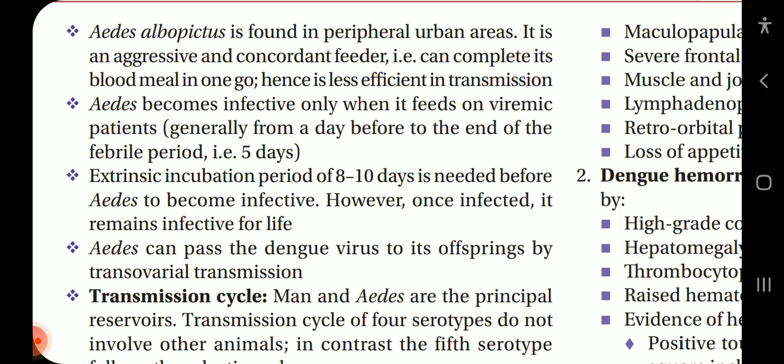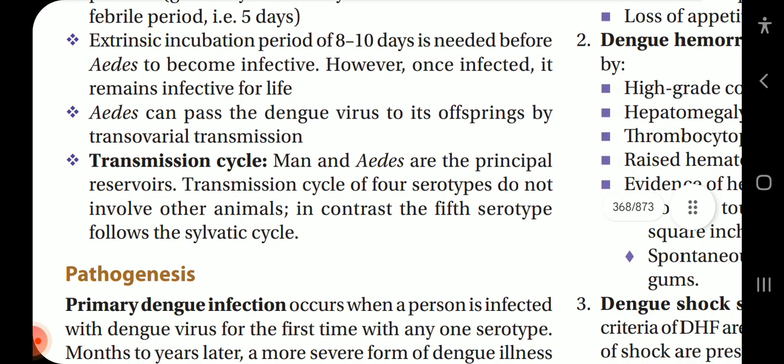An extrinsic incubation period of 8 to 10 days is needed before Aedes becomes infective. However, once infective, it remains infective for life. Aedes can pass the dengue virus to its offspring by transovarial transmission. Transmission cycle: man and Aedes are the principal reservoirs. The transmission cycle of the four serotypes does not involve other animals. In contrast, the fifth serotype follows a sylvatic cycle.